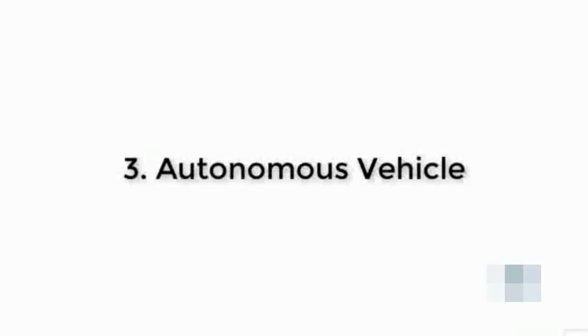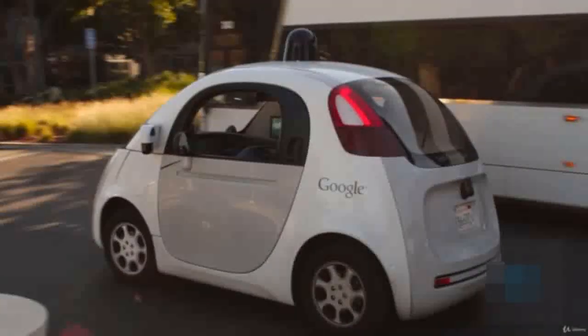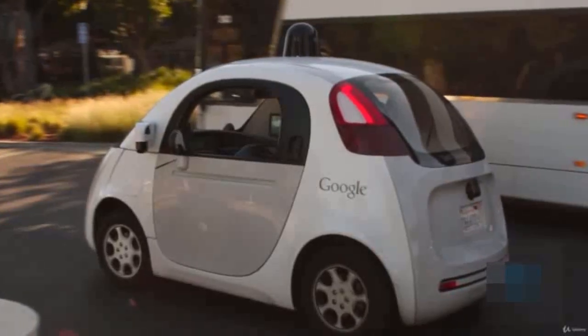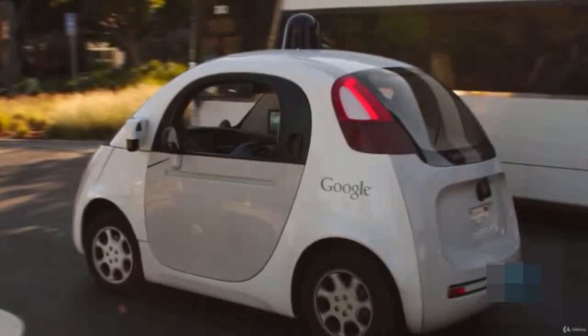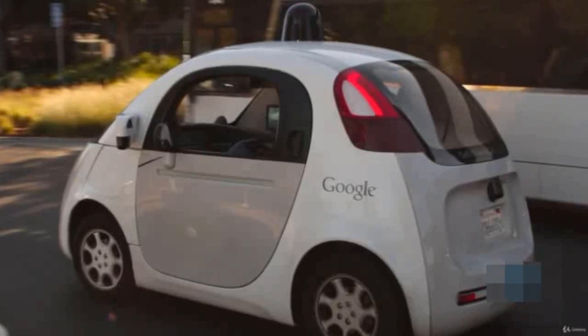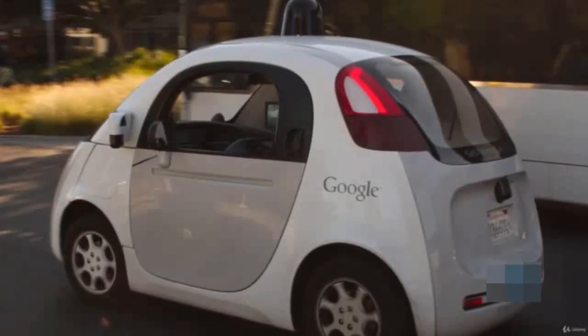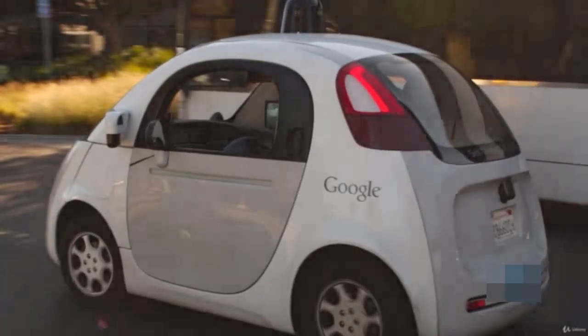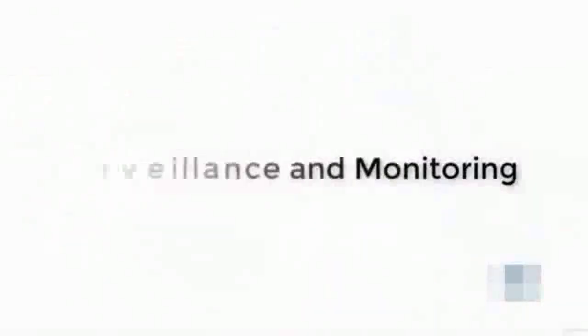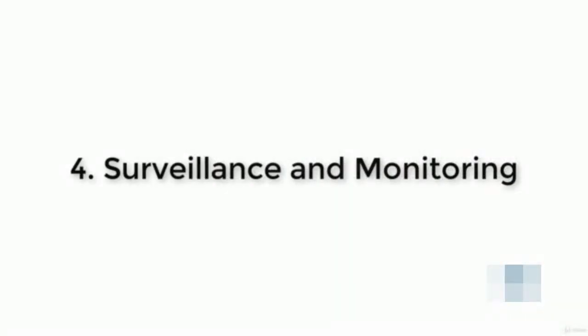The third one is autonomous vehicles. An autonomous vehicle can make a smart decision by analyzing the surroundings. Images can be analyzed locally on edge devices installed on the car to recognize the traffic lights, pedestrians, road, and people. The fourth one is surveillance and monitoring.